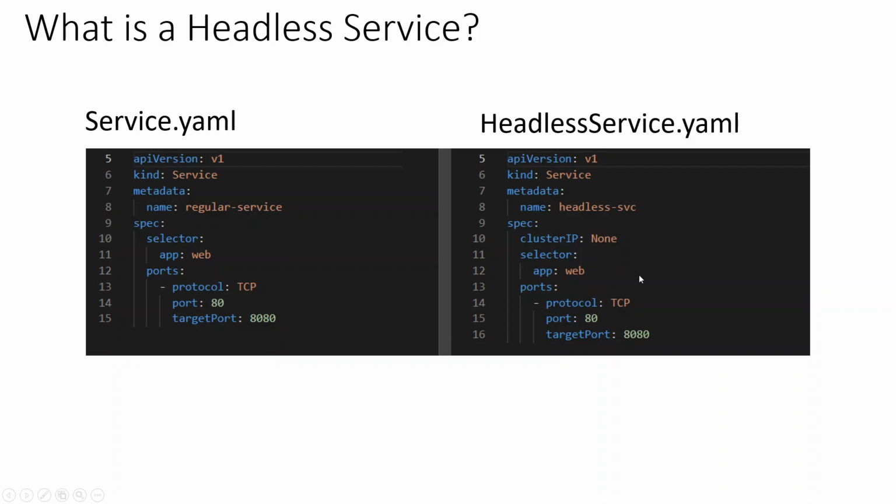When it comes to the headless service, everything remains the same. The only difference is that in the spec section, we are saying clusterIP is None. When we say clusterIP is None on line number 10, this makes this service a headless service. So whenever a request comes to this service, it will be rerouted to all of the pods which are acting as backing pods of this service. So this is the difference between a service and a headless service.